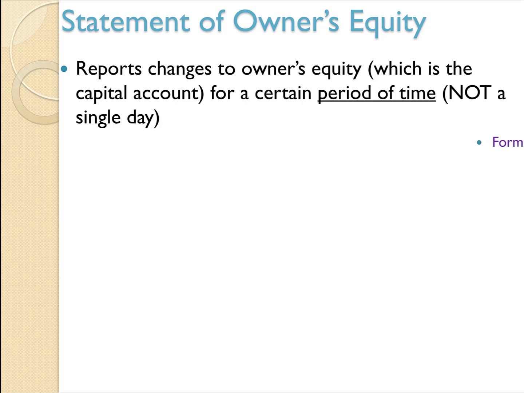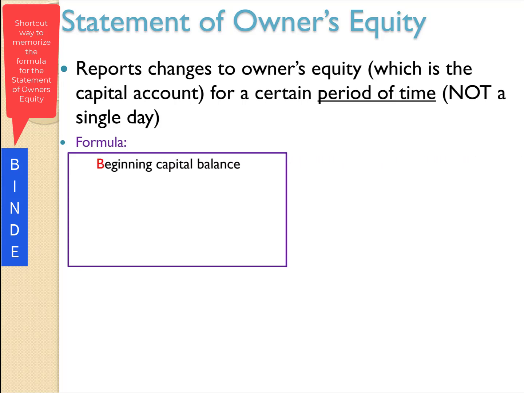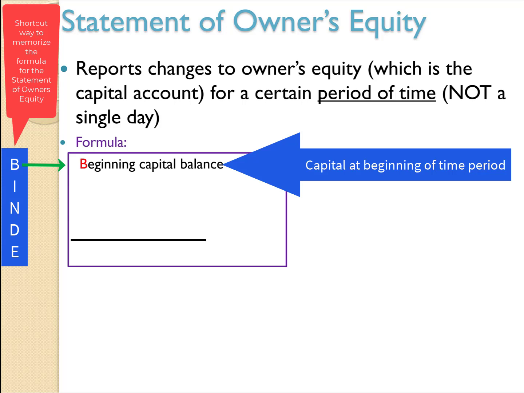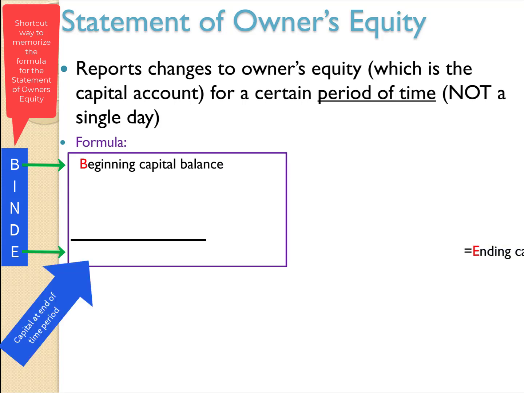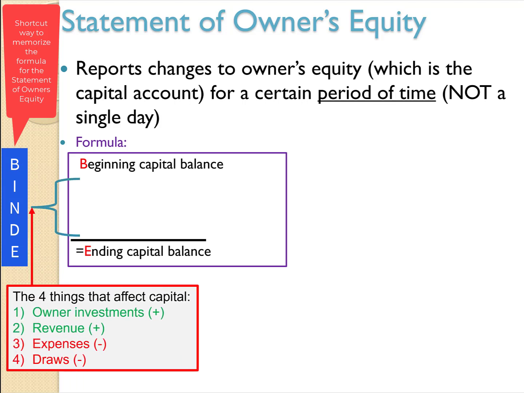So do you remember what the formula is for the statement of owner's equity? It's BIND with an E. That's how a lot of students memorize the formula, BIND with an E. So what's the B stand for? It's the beginning capital. In other words, the capital at the beginning of the time period, which is usually the beginning of the year. And we want to end up with showing what the ending capital balance is at the end of the year. And in between, we show the four things that affect capital.